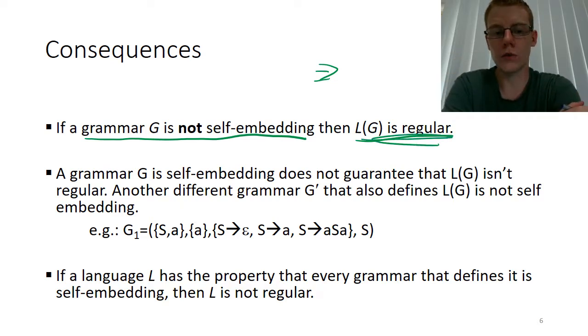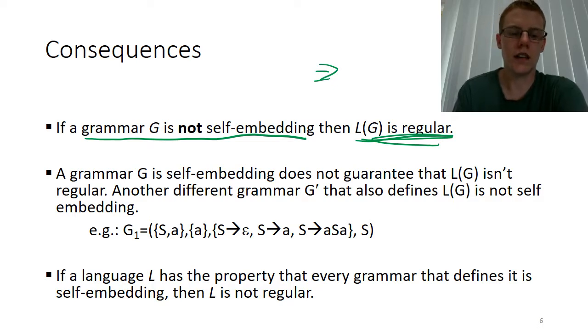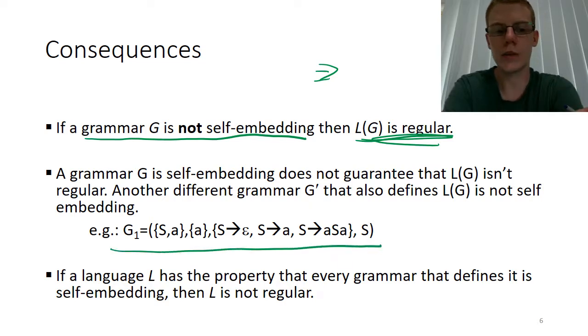So we can have a regular language, but have a grammar which is self-embedding. As you can see by this example here, this describes a regular language because it's a context-free grammar built up of only one symbol.